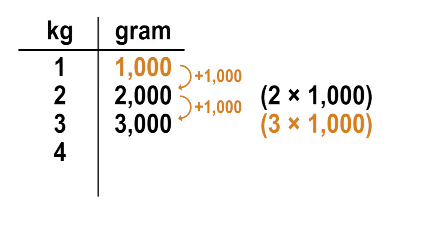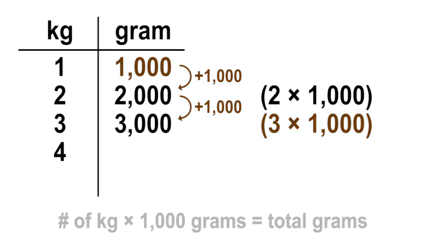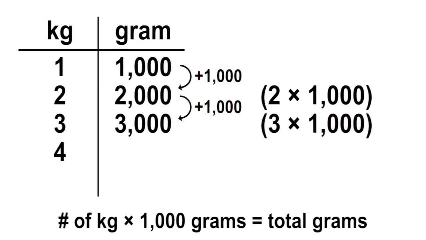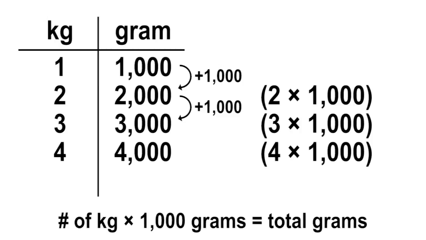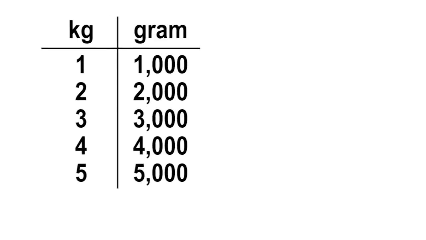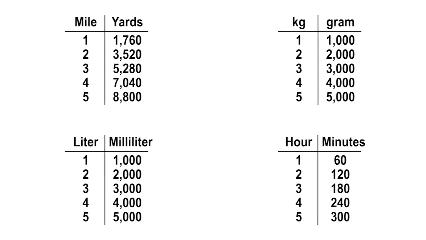or 3,000. Like before, it looks like we multiply the larger unit, kilograms, by 1,000, which is the number of grams in 1 kilogram, to convert to grams. So for 4 kilograms, we could multiply 1,000 by 4, which is 4,000. To check, we could add 1,000 to the previous number of grams, which was 3,000, and our total is still 4,000. Give your child practice converting a variety of units for length, weight, capacity, and time using tables.